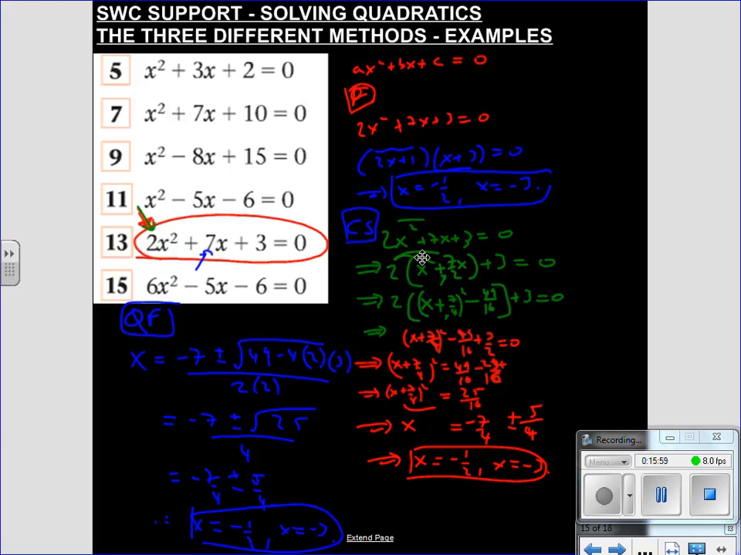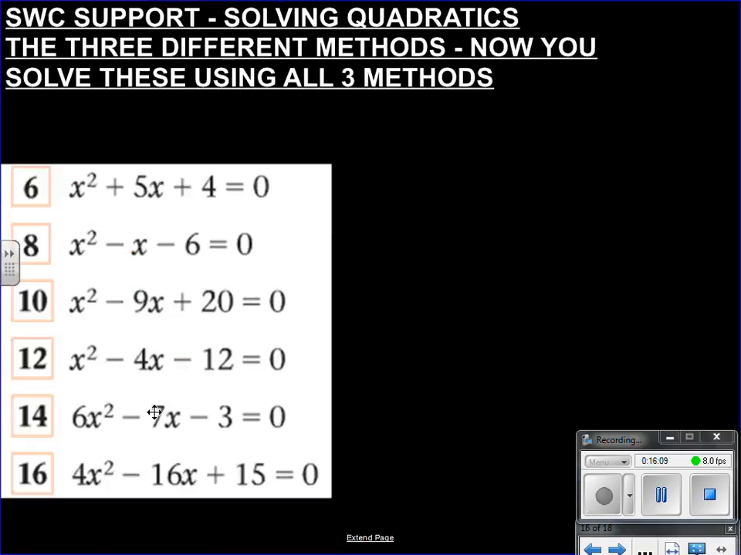Okay, that's it for the support. You should be on your way now. Remember, you don't have to do completing the square when a is not 1, so you've got all these to try out here. All 3 methods per question, please. Okay? All right.